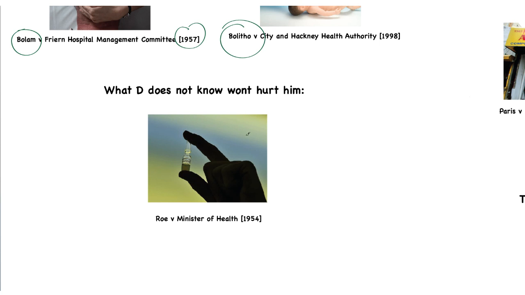And finally, when we look at the special characteristics of the defendant, there is this notion that what the defendant doesn't know won't hurt him. If the defendant does not know that the standard procedure is dangerous, they will not break the duty. And we use the case Roe versus Minister of Health, which is a 1954 case, for that. In that case, a spinal anaesthetic had become contaminated through invisible cracks in the glass vial.